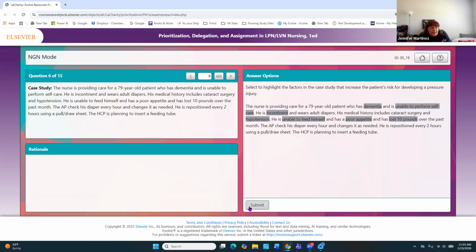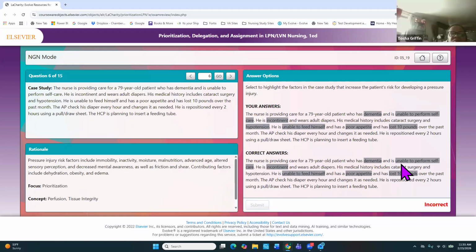All right, let's see. What did we do? So we got dementia, unable to perform self-care, incontinent. I clicked hypotension, but it wasn't correct. So the pressure injury risk factors are immobility, inactivity, moisture, malnutrition, advanced age, altered sensory perception, decreased mental awareness, as well as friction and shear. But yeah, the only thing that we clicked that we shouldn't have was the hypotension.